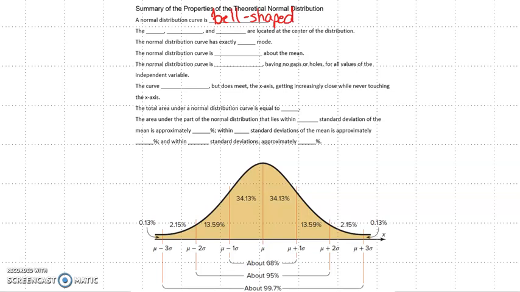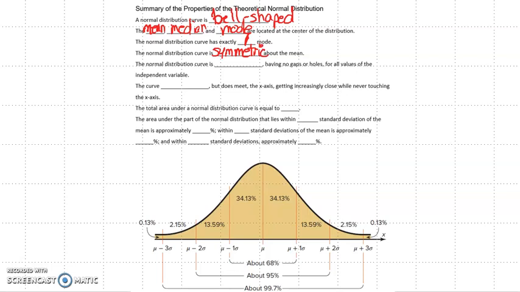And then the second fact is the measures of center are those three measures that we looked at in a previous chapter: the mean, the median, and the mode. And since this is bell-shaped, it only has one peak. So there's one mode, one place where you have the most values occurring. The normal distribution curve is symmetric about the mean. If you were to pick your paper up and fold it along that mean, you'd have exactly the same thing on the left as you do on the right.